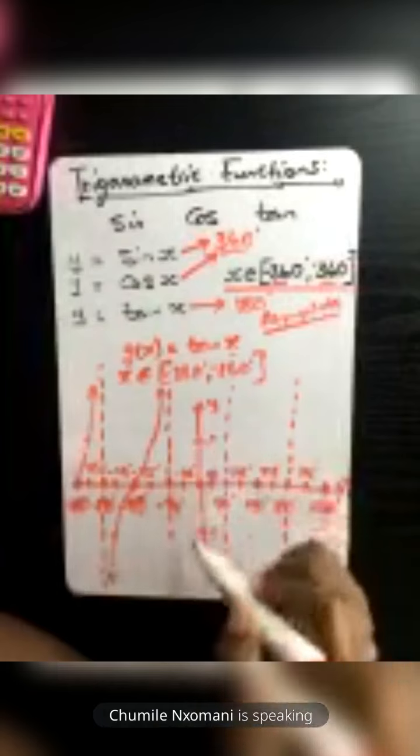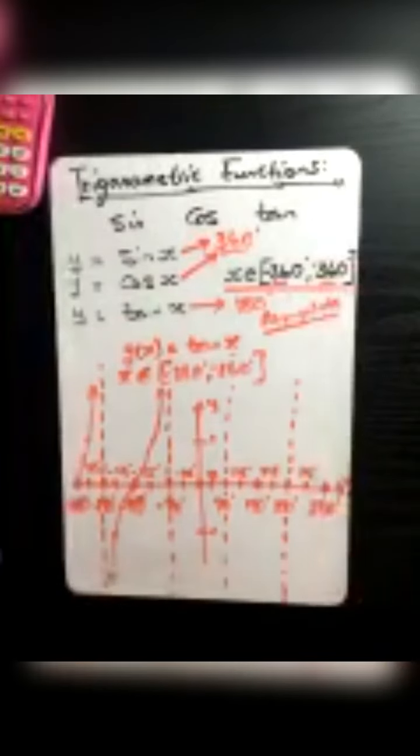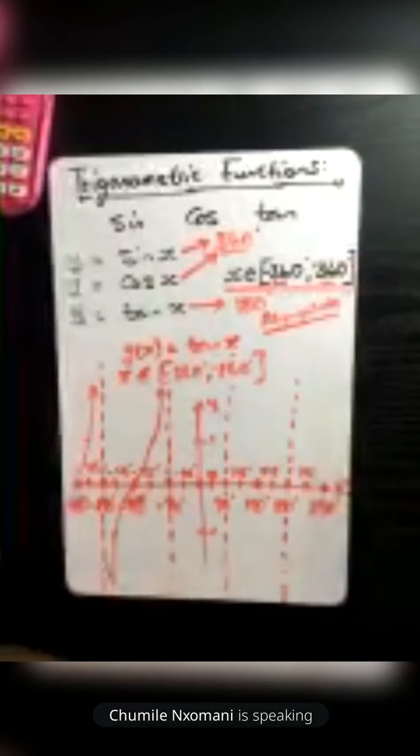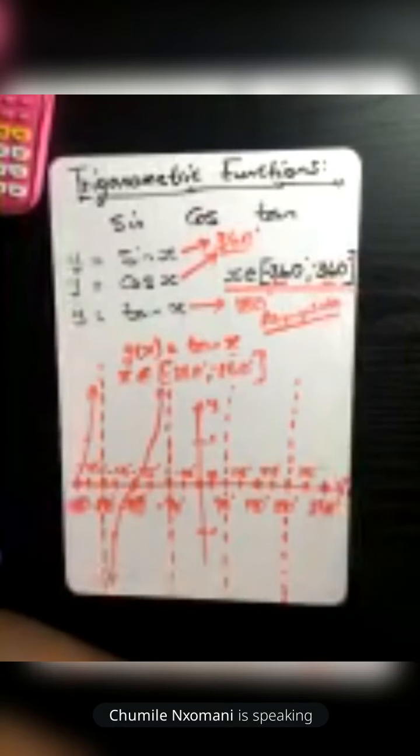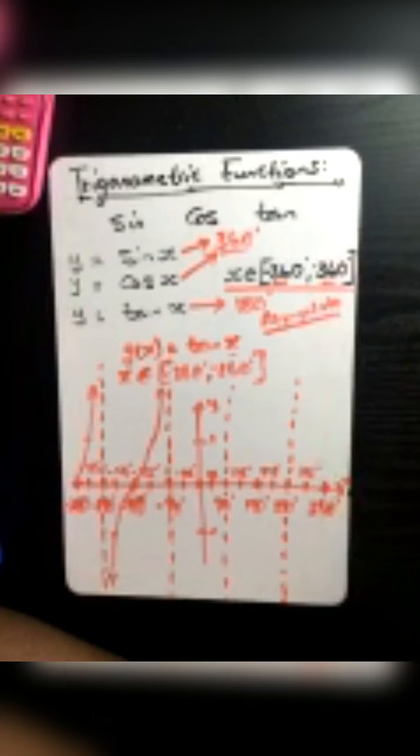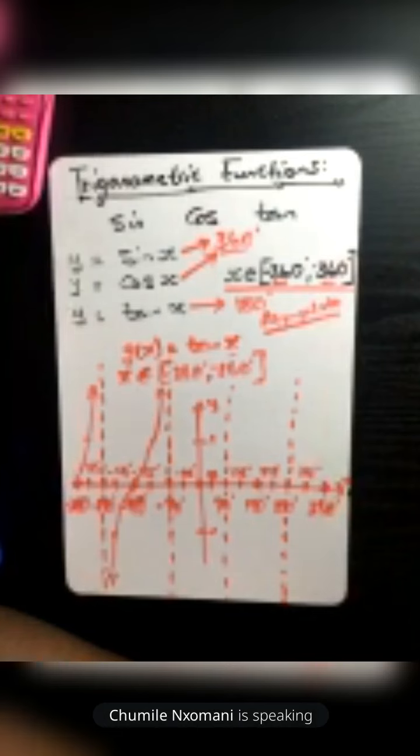Yes, sir. What are we getting there? The tan of negative 45 is negative 1.